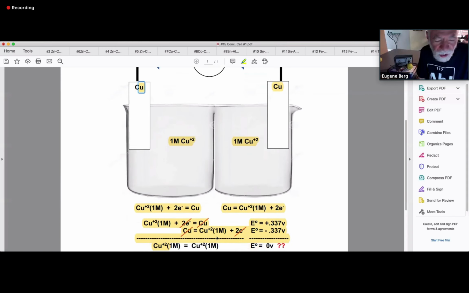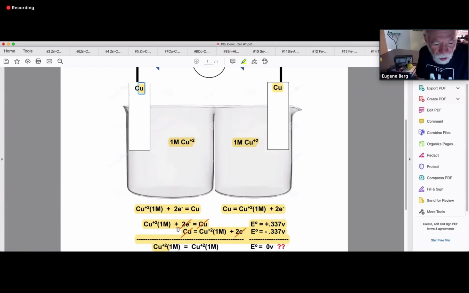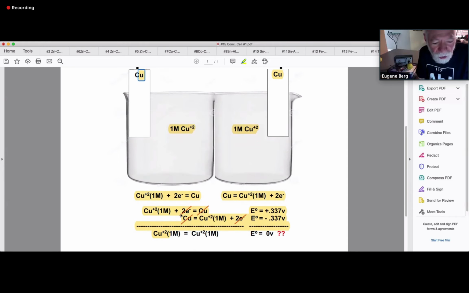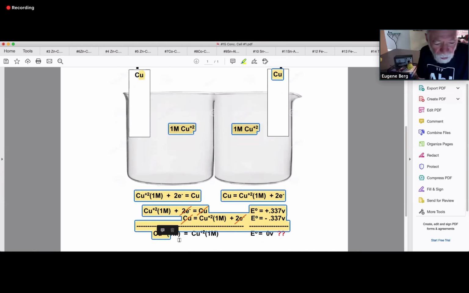Okay, now I'd like to add these two half reactions together. So I've copied the left-hand half reaction, and underneath I have the right-hand half reaction. Now let's cancel out what is the same. So the electrons cancel out, the metals cancel out. Now I know that the ion concentration should cancel out, but don't cancel them out. So summing the two reactions together, we get the overall reaction: copper plus 2, 1 molar, goes to copper plus 2, 1 molar.